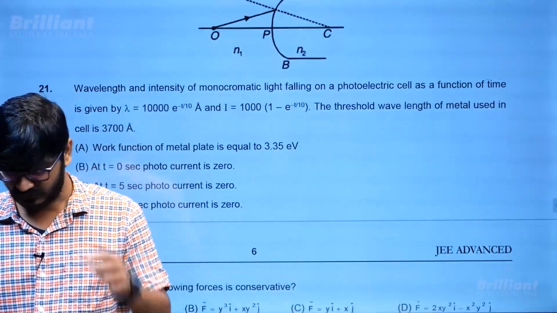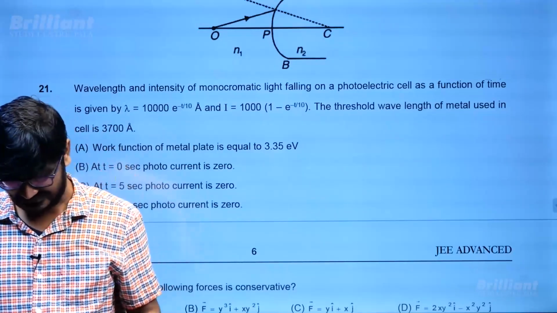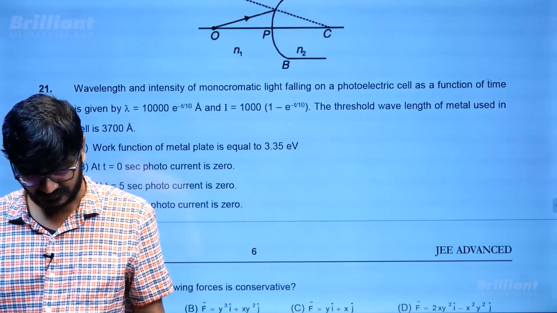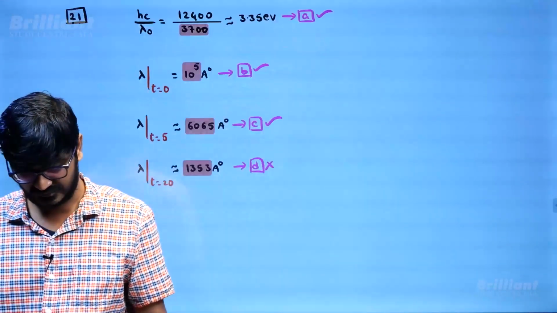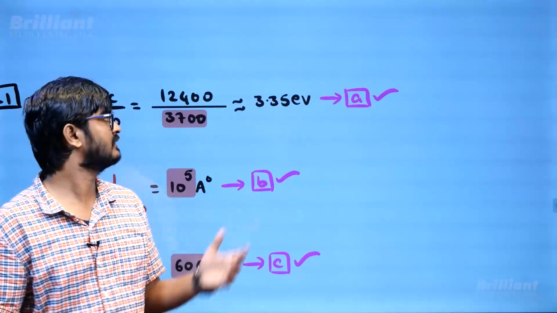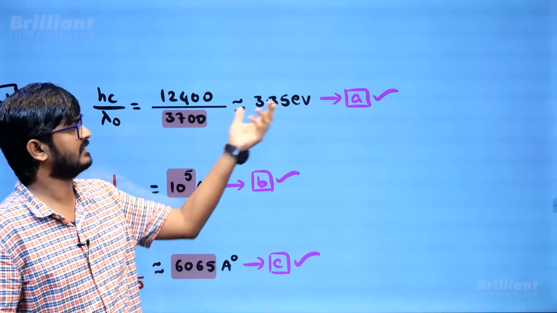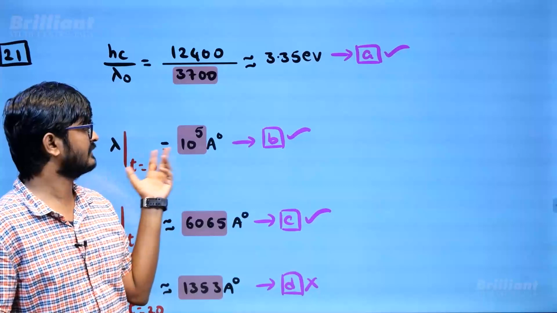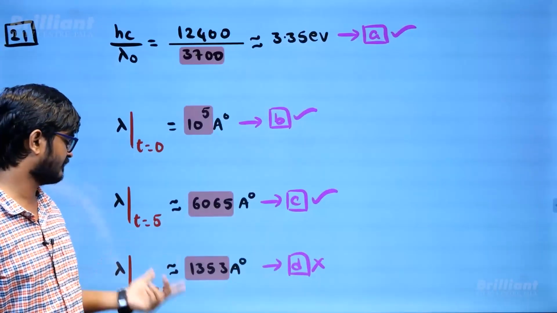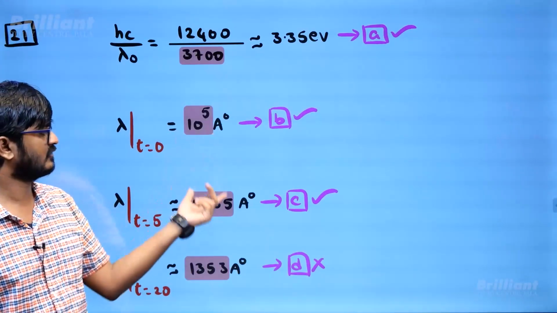Wavelength and intensity of monochromatic light falling on a photocell is given. The threshold wavelength of the metal is 3700, and anyway, that you can manage. So hc by lambda, when lambda is in angstrom units, you will get 3.35 electron volt, which is option A. Now the other wavelengths, at t equal to 0, t equal to 5, t equal to 20, when you see, they will turn out to be this much.